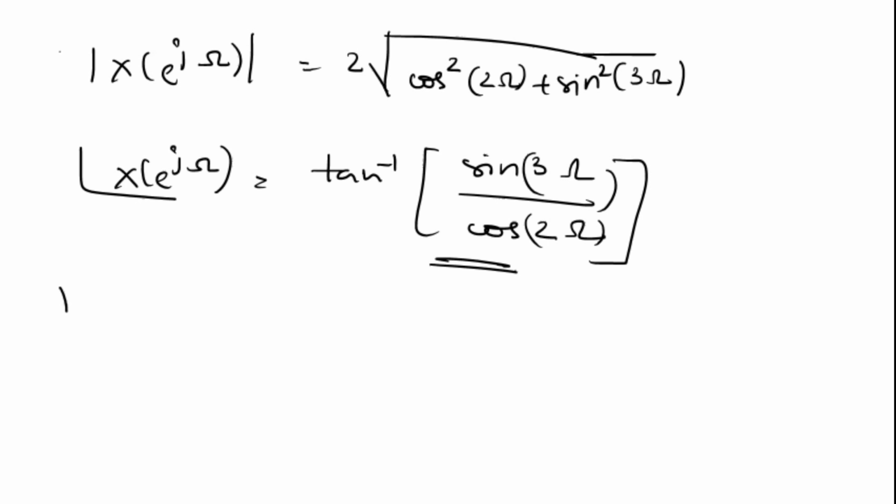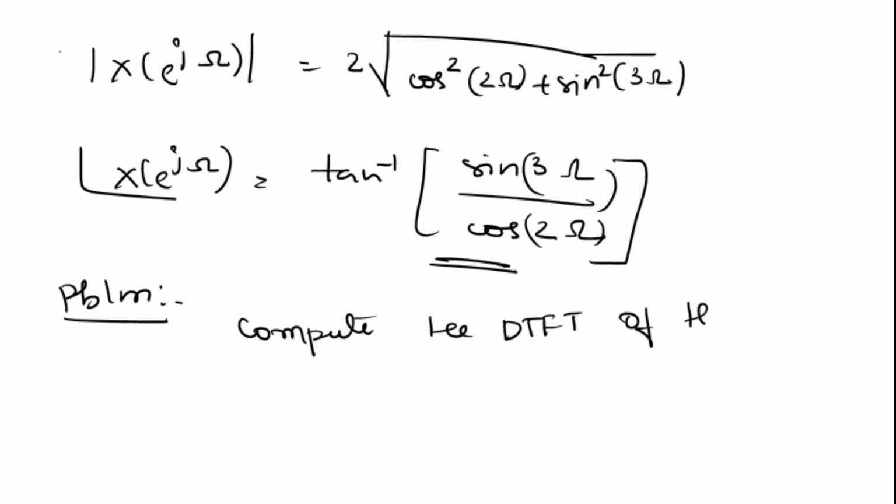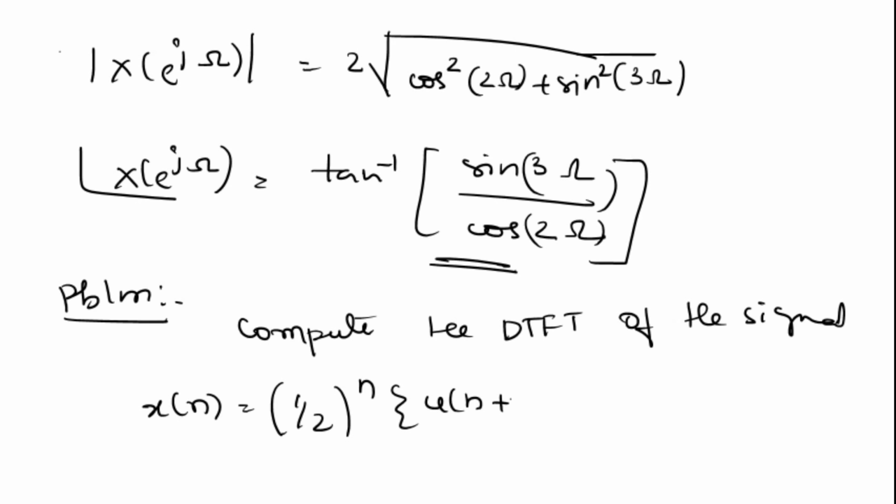Next problem, compute the DTFT of the signal x of n is equal to half to the power n into u of n plus 3 minus u of n minus 2.